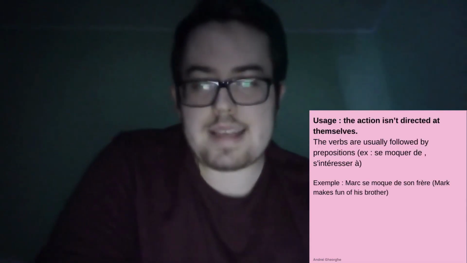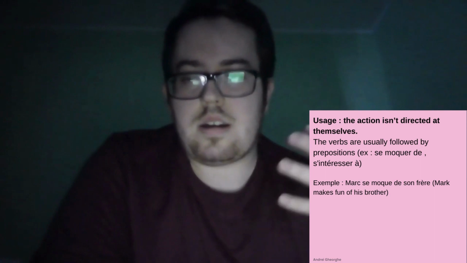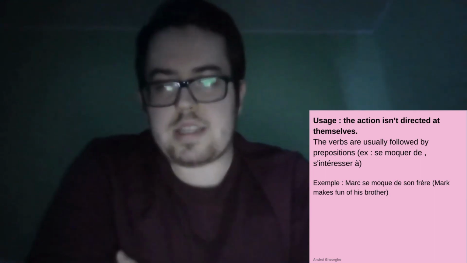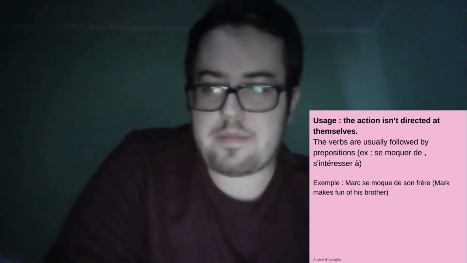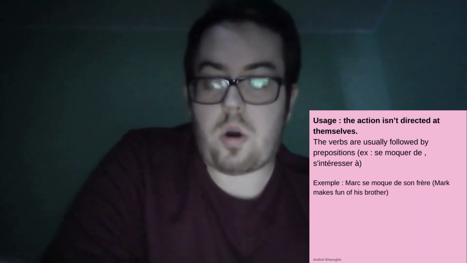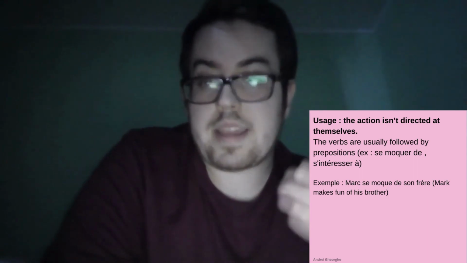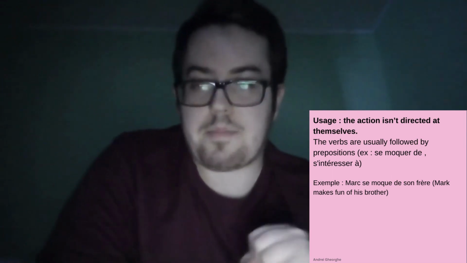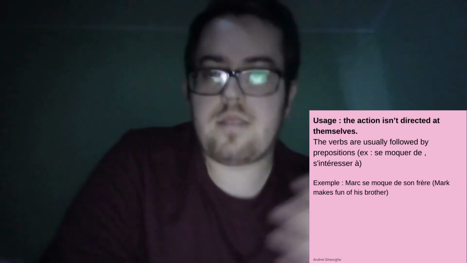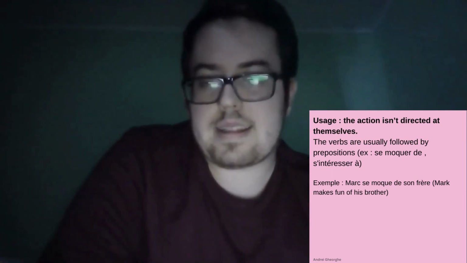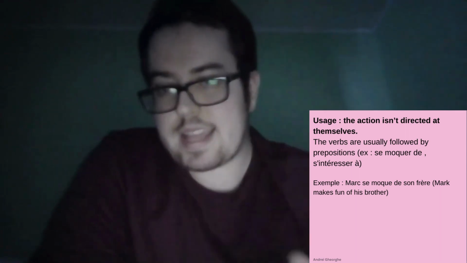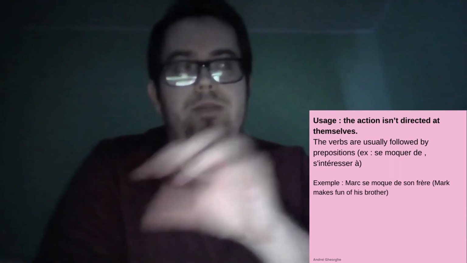Then we also have, lastly, the verbs that are pronominally subjective. So basically, the subject is not going to be affected by the action of the subject, right? For example, we have se moquer. Marc se moque de son frère. Mark is going to basically make fun of someone else, right? But the way we say that in French is se moquer. These are very few cases though.